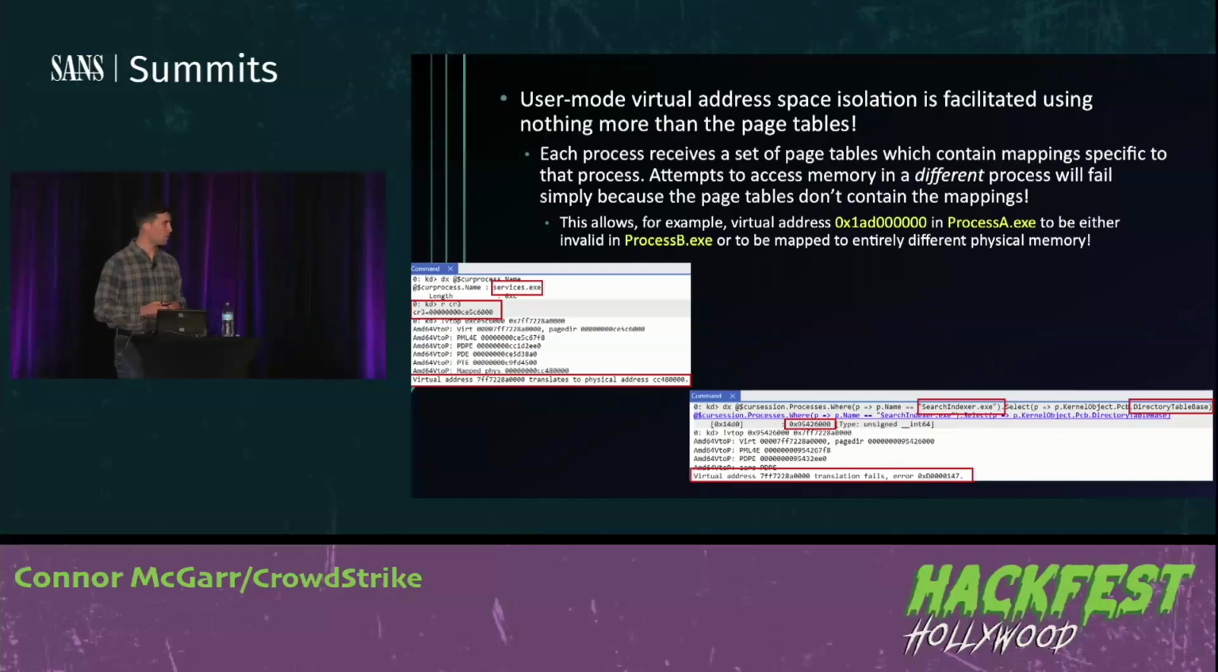So if you look on the left-hand side of the screen, although it's very small, we have services.exe. And a virtual address in here, it translates to a physical address. But what happens when we go to search indexer.exe and use the same virtual address and try to map it? We see that WinDbg says that the translation fails. Why? The mappings for services.exe's page tables are not the same as search indexer's page tables, and so the memory is not even valid in context of that other process.